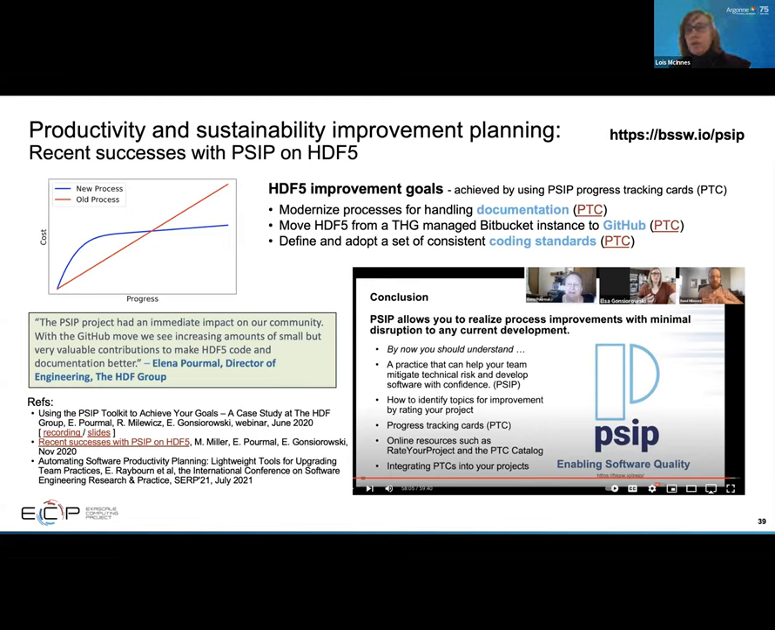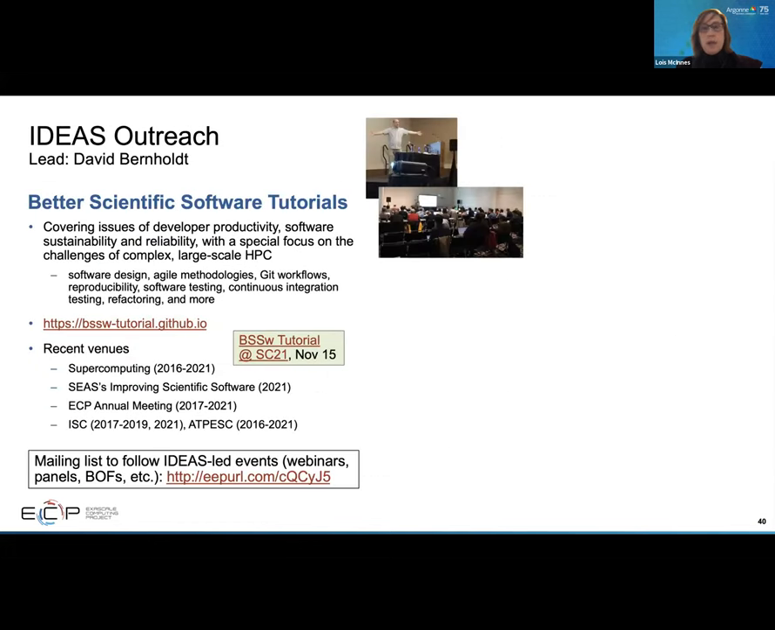So I encourage people who are interested to take a look at the hyperlinks here, which provide a summary article as well as a webinar explaining what the approach was and the benefits of the teams working together in this way to improve documentation, repository approaches, and also standards for coding.